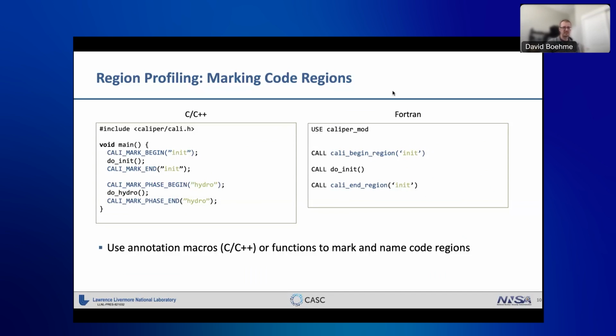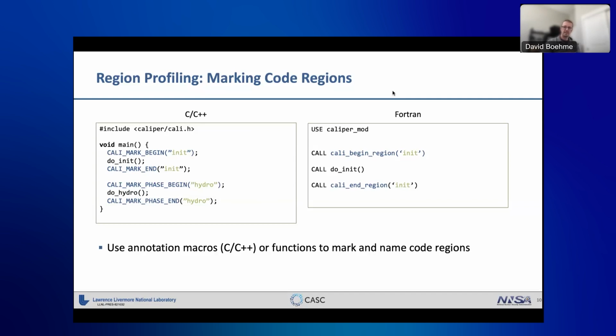So we have a phase macro as well. Phases are meant to be sort of higher-level, broader kinds of regions that denote a whole program phase instead of just a single loop or something like that. There are also specialized macros for marking functions and loops and so on.